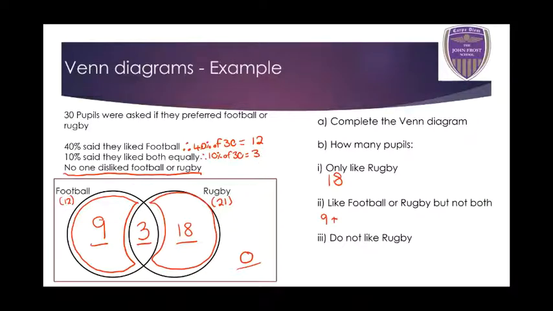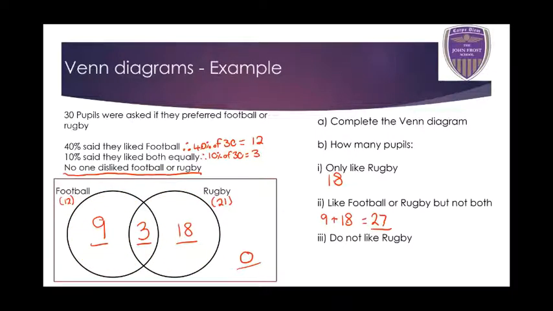Which is 18. Notice we haven't included the area where they like both because the question didn't want that. They like rugby or football, but not both. So that means 9 plus 18. That is going to be 27 pupils. Okay, that's your final answer for that.